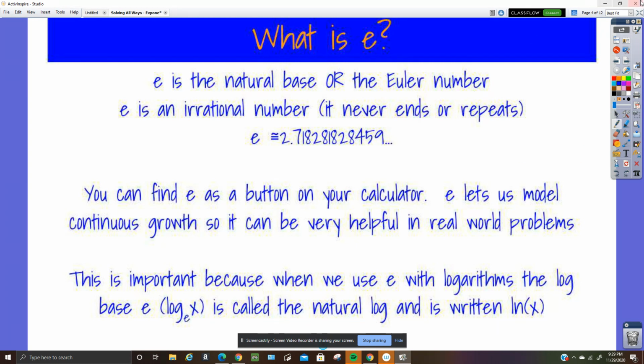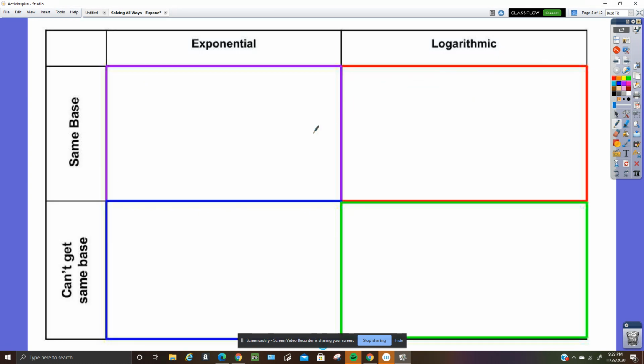So the next slide. This is a graphic organizer that you might want to use when you're solving equations. So you have the same base exponential. What you want to do is equate.